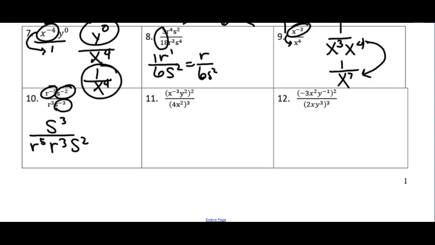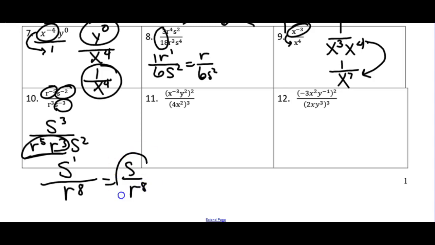Now I can look at my variables that are the same. My S's. I have 3 on top, 2 on the bottom. There's 1 more on top. So that's going to be S to the 1st on top. Now looking at my R's, I have 2 of them on the bottom here. So I'm going to put those together. R to the 5th and R to the 3rd is R to the 8th. And this could be written as just S over R to the 8th.